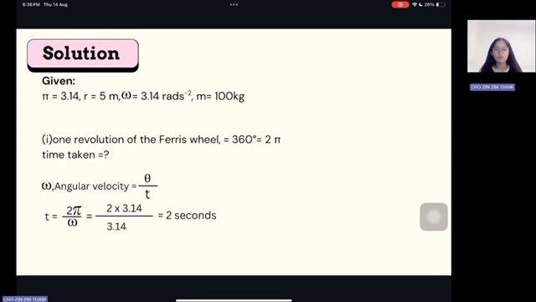For the first part, we find the time it takes to complete one full circle. We can use the relation between angular velocity and time, where angular velocity equals theta divided by t. To solve this, we need to know theta. Theta is one revolution of the Ferris wheel, which is equal to 360 degrees or 2 pi. We can use 2 pi because the value of pi is given in the question. By substituting these values into the formula, we get the time taken, which is 2 seconds for one revolution of the wheel.